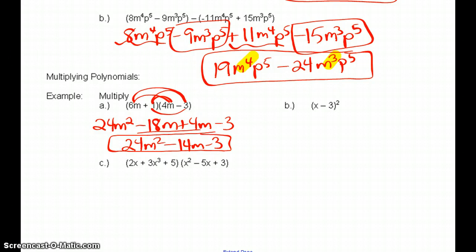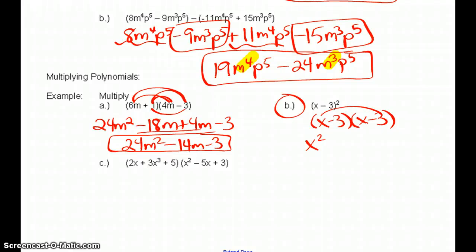Okay. When you square a binomial, like in B, let's go to the next one. Remember, this is x minus 3 twice. So when we multiply, we need to make sure we rewrite it twice, because it's not just going to be x squared plus 9. You have a middle term. So it's x squared. We have negative 3x minus 3x gives us negative 6x. And negative 3 times negative 3 gives us 9. So we get a product of x squared minus 6x plus 9.